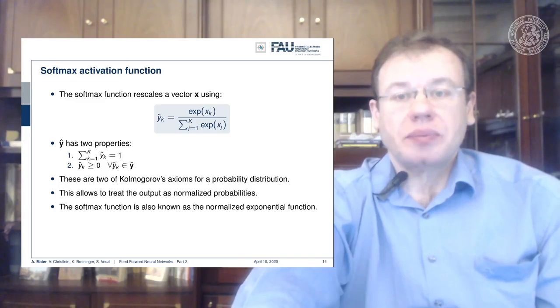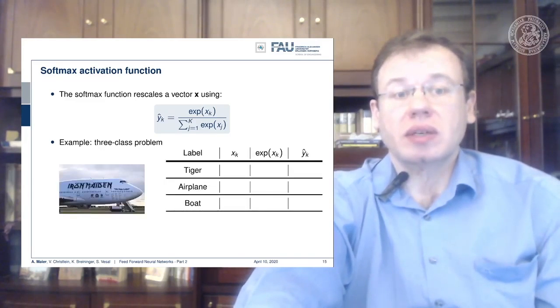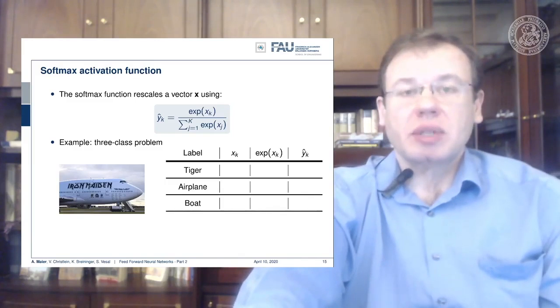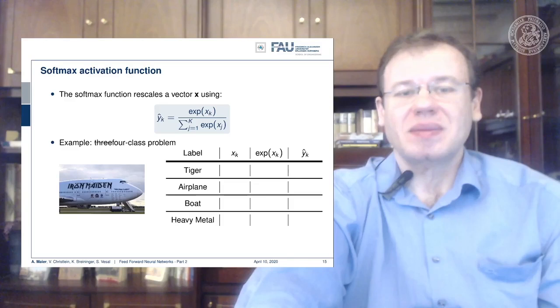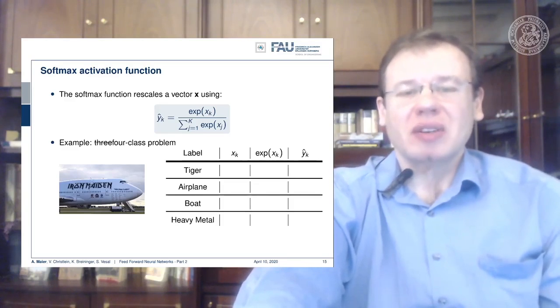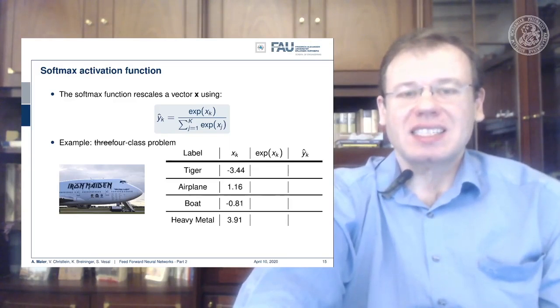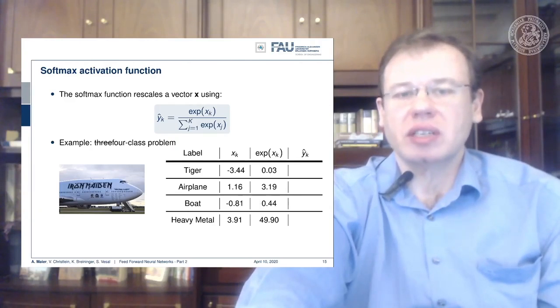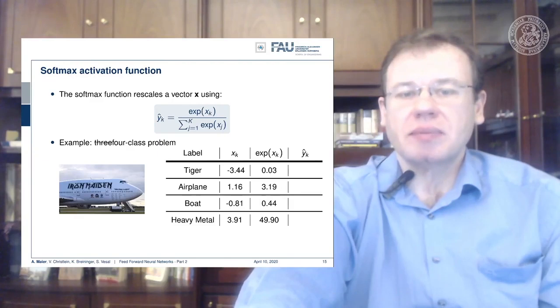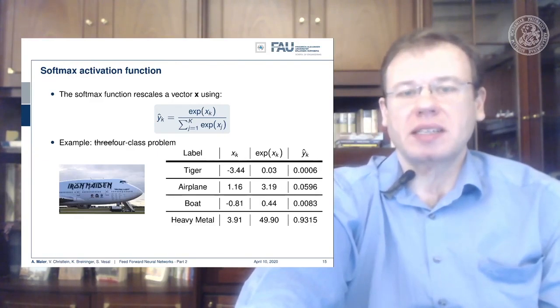Now let's look at an example. Let's say this is our input to our neural network. You see this small image on the left. Now you introduce labels for this 4-class problem, and then you have some arbitrary input that is shown here in the column xk. They are scaled from -3.44 to 3.91. This is not so great, so let's use the exponential function. Now everything is mapped into positive numbers, and there's quite a difference between the numbers. So we need to rescale them, and you can see, tada, the highest probability is of course returned for heavy metal in this image.